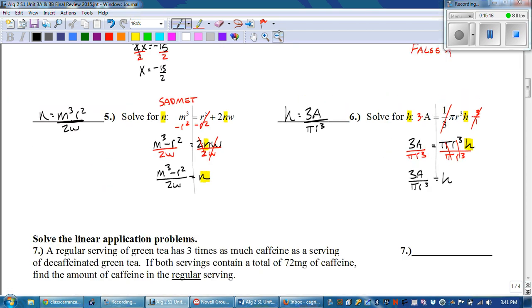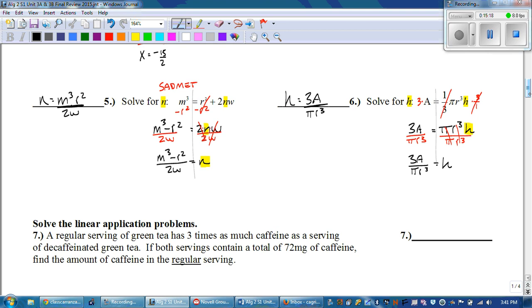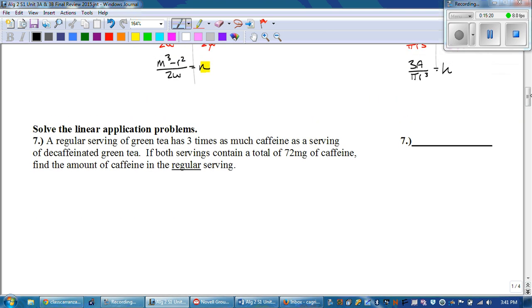Number 7. A regular serving of green tea has 3 times as much caffeine as a serving of decaffeinated green tea. If both contain a total of 72 milligrams of caffeine, find the amount of caffeine in the regular serving.